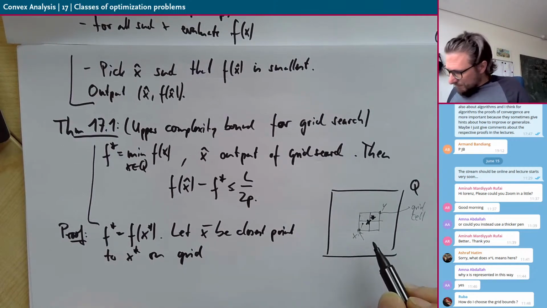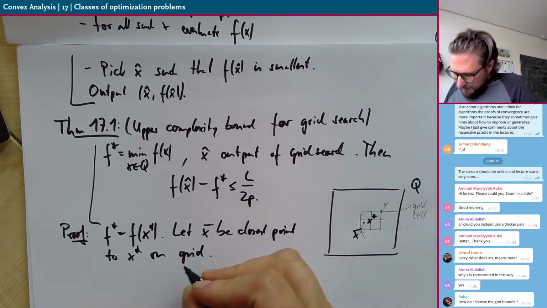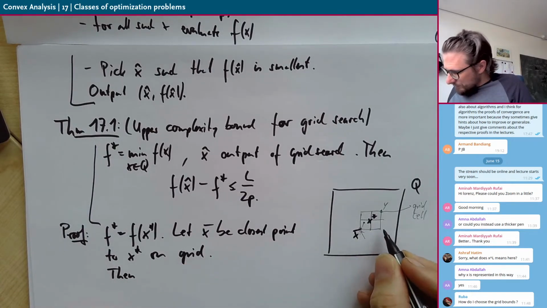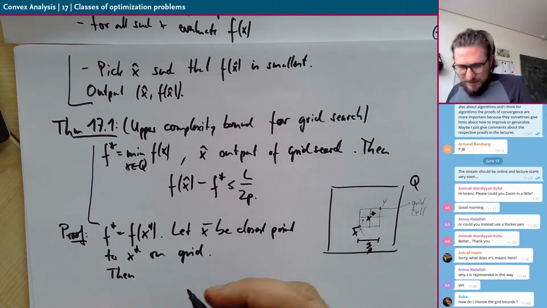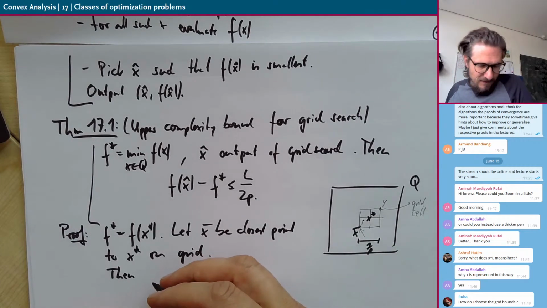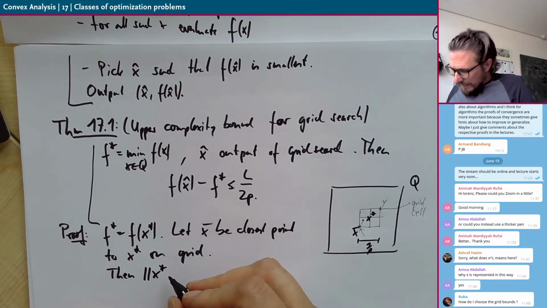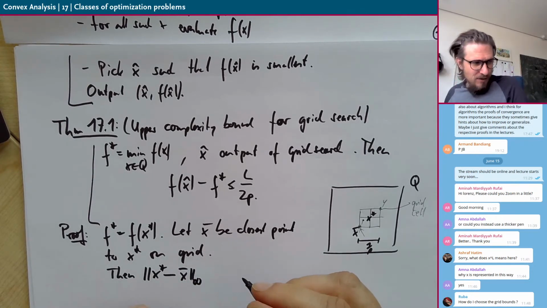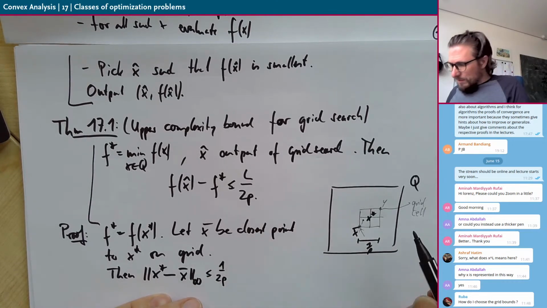So we choose X bar. This one is our X bar here in the lower left corner. In this example, it could be any of the 4 corners. And then what one can see is, because the grid cells have side length 1 over p, that the distance between the optimal X star and the one which our algorithm can produce, this X bar, is less than 1 over 2p. Well, because this is one of the corners.